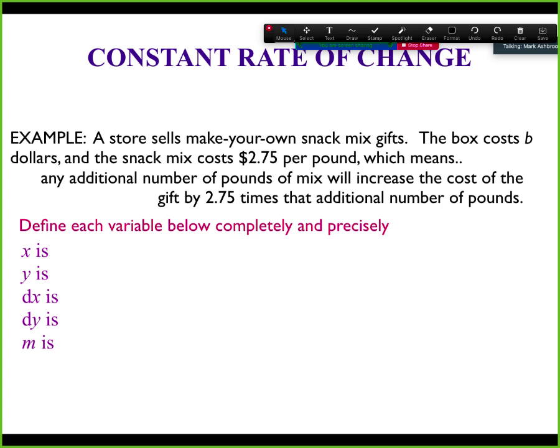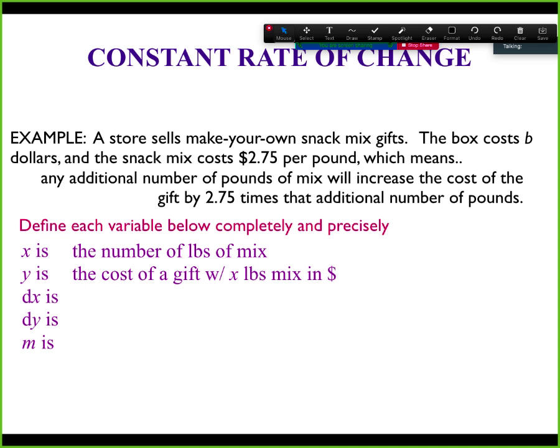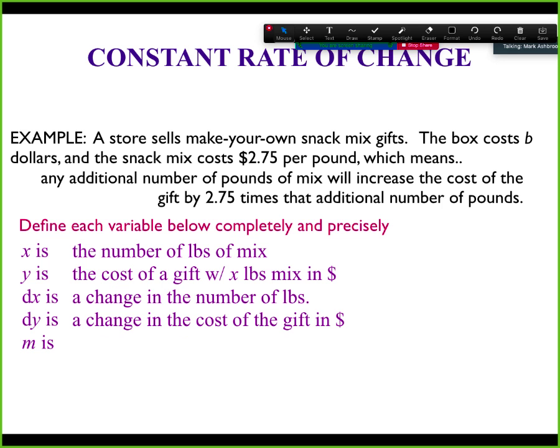With the box or not? With the box, right? So Y is the cost of a gift with X pounds of mix in it, and DX is? Some change in the number of pounds. DY? Some change in the cost. M is? Right, the constant rate of change, 2.75.